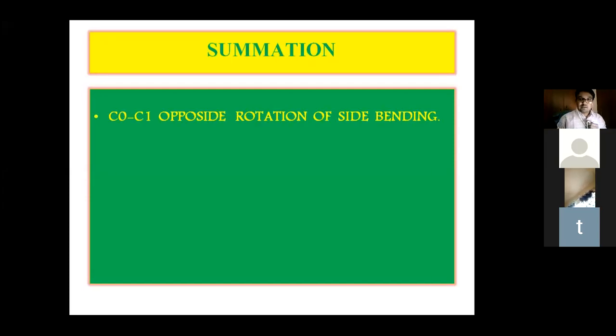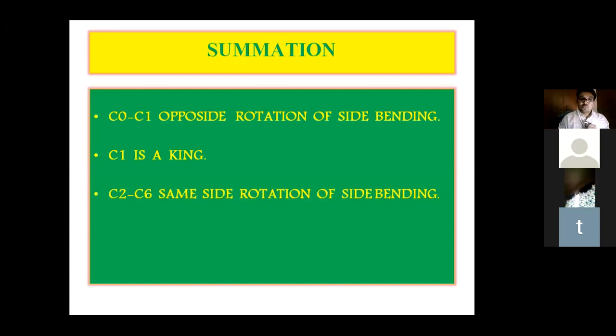So the summation of the cervical spine is this. We have seen that the occipito-atlantal joint always obeys type 1 mechanics of Fryette's law, and it will always rotate on the opposite side. Then we have seen that C1 is the king. It can go anywhere. Then we have seen that C2 to C6 will rotate on the same side as the side bending, so it follows the second law of Fryette, right?